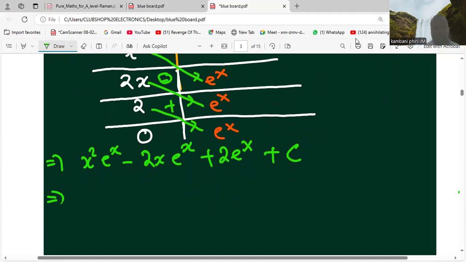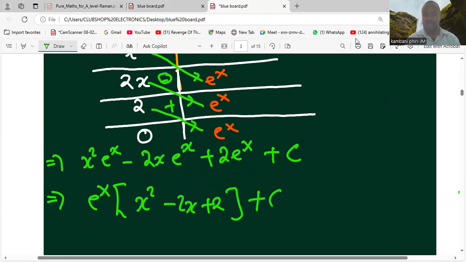All right? So if you want, you can factor out the e to the x. So you have e to the x, open bracket, x squared minus 2x plus 2, close bracket, plus the arbitrary constant. This is your solution.